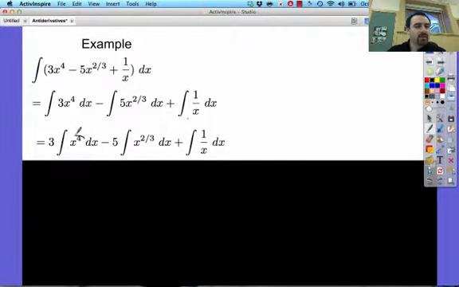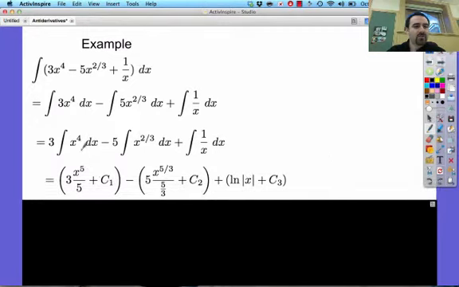Now I know how to take the antiderivative of x to the fourth. I know how to take the antiderivative of x to the 2/3, and I know how to take the antiderivative of 1 over x. The antiderivative of x to the fourth is x to the fifth over 5. The antiderivative of x to the 2/3 is, I add 1, so x to the 5/3 divided by 5/3. And the 5 is still hanging out there. Plus c1, so I have constant 1 for this one, I have another constant for this one, and the antiderivative of 1 over x is ln of the absolute value of x, and plus, again, a third arbitrary constant.